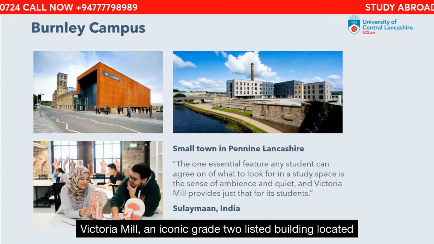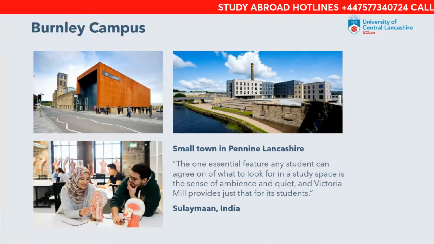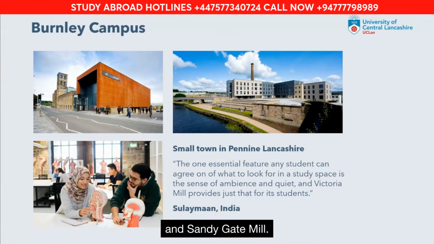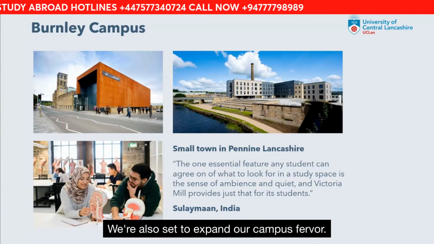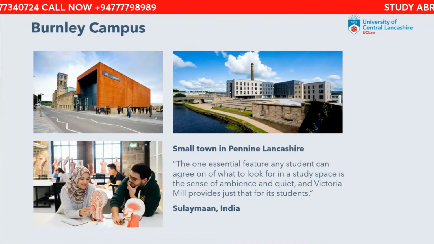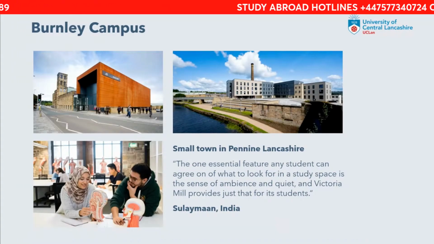Victoria Mill, an iconic Grade 2 listed building located in the historic Weavers Triangle area, Princess Way, shared with Burnley College, and Sandygate Mill. We're also set to expand our campus further following recent acquisition of a 4th site at Newtown Mill. Our student accommodation, Sandygate Hall, offers high-quality student housing.